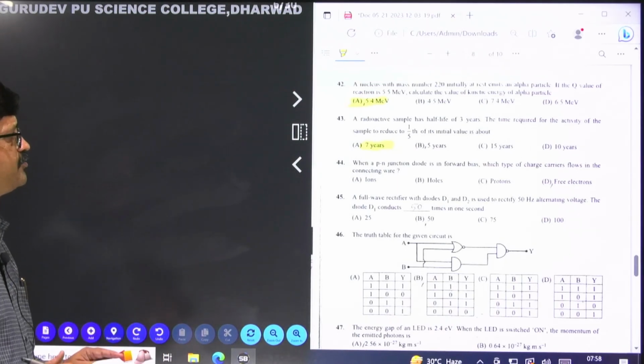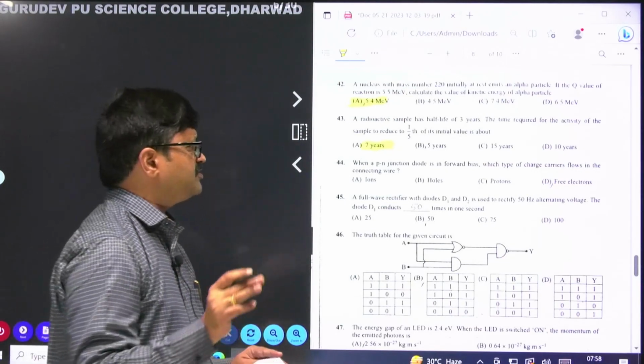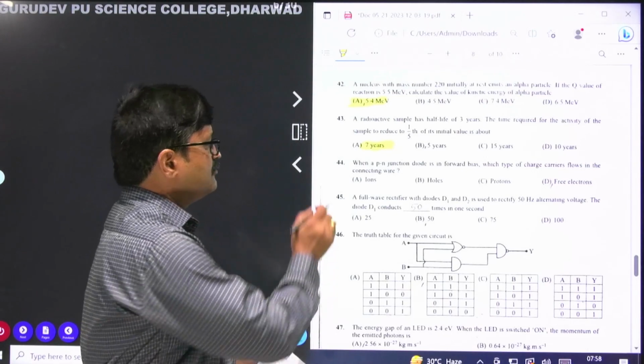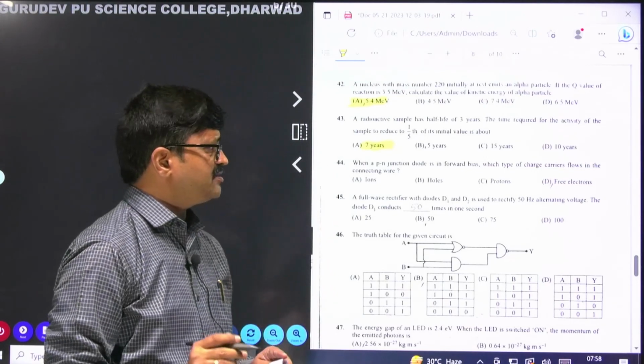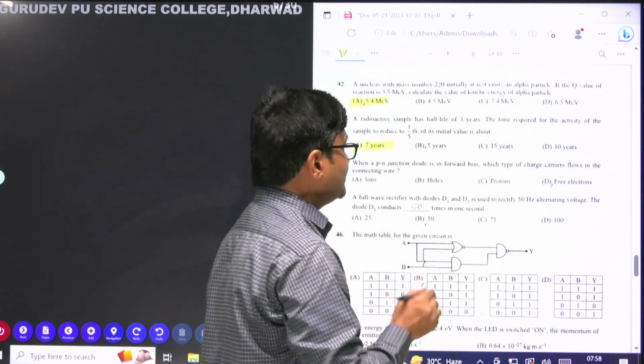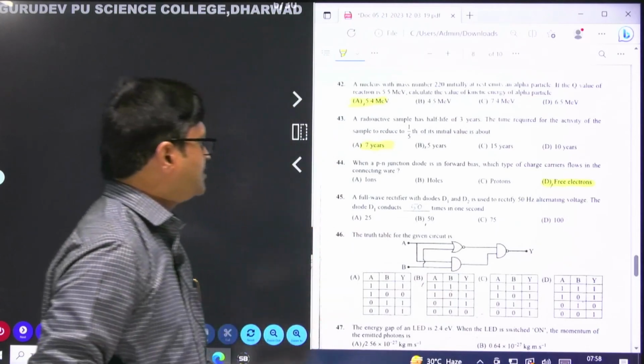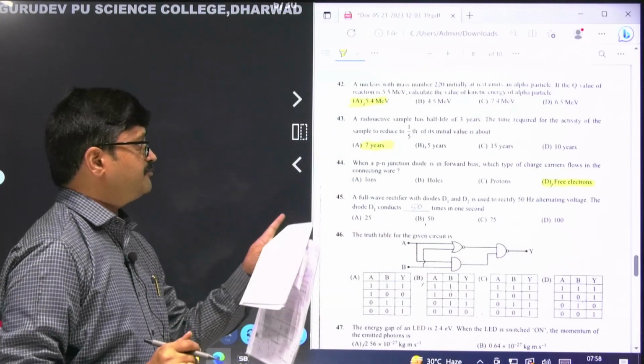Now the 44th question is based on a concept. So it's a concept oriented question. I need not explain too much on this. When a PN junction diode is in forward bias, which type of charge carriers flow in the connecting wire? Now the connecting wire will always have free electrons. So that's it. So the 44th question we have cracked it.